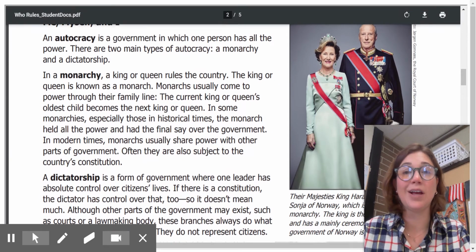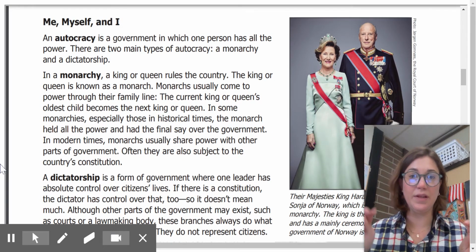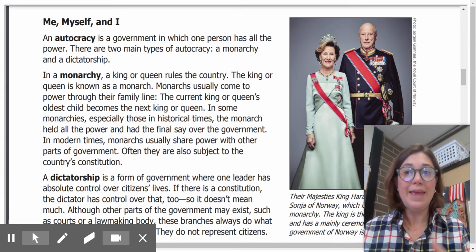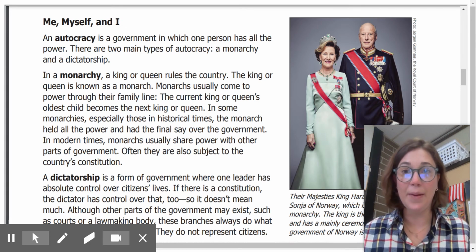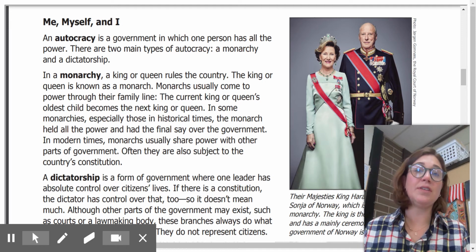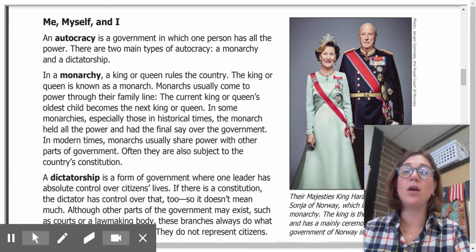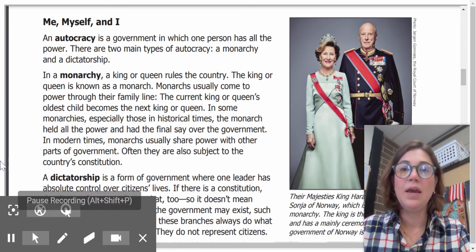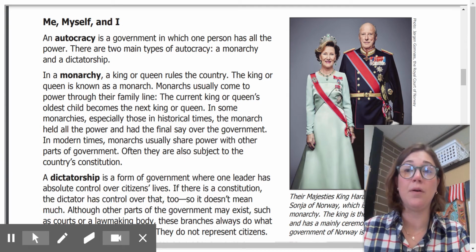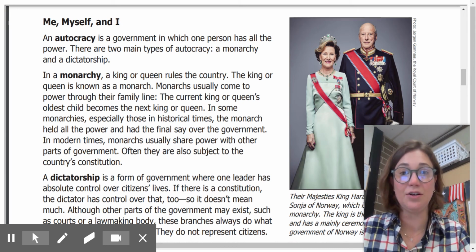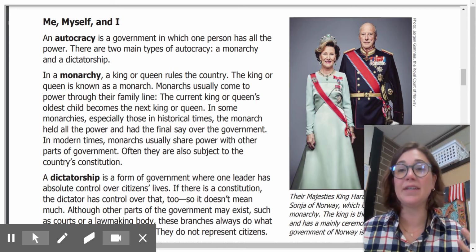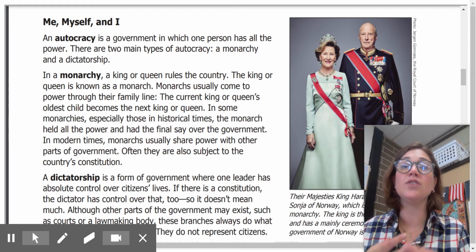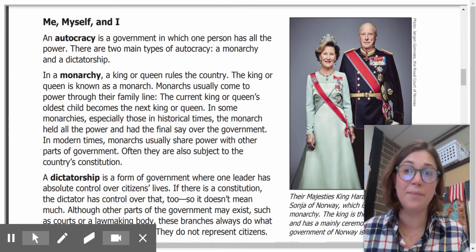So the first section is these me, myself, and I governments. I want you to think about what each of these next three governments have in common. The first type is an autocracy. An autocracy is a government in which one person has all the power. There are two types of autocracy, a monarchy and a dictatorship. Both monarchies and dictatorships are autocracies because one person has all the power.